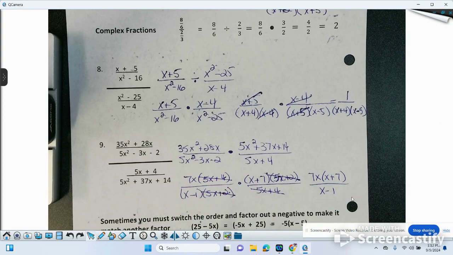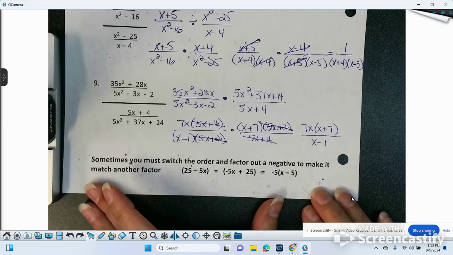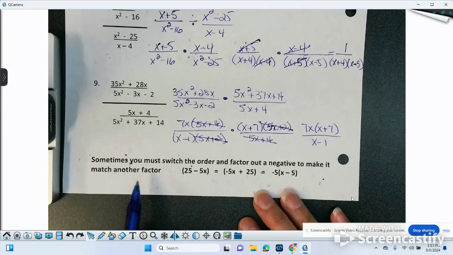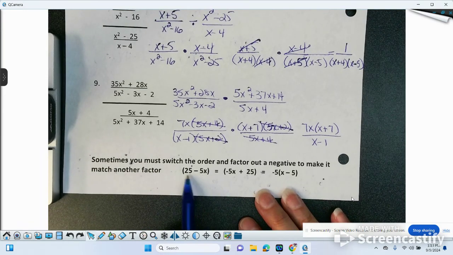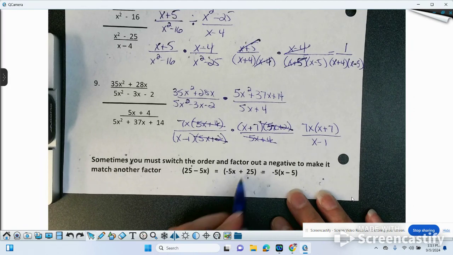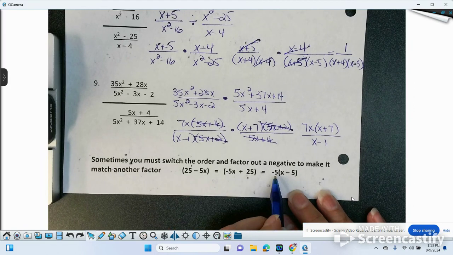Okay, last thing to talk about here is just be very careful. Sometimes you must switch the order and factor out a negative to make it match another factor. So if I see 25 minus 5x, that would be the same thing if I switched that order and had a negative 5x plus 25, because in that case, I could factor out a negative 5 and get an x minus 5.